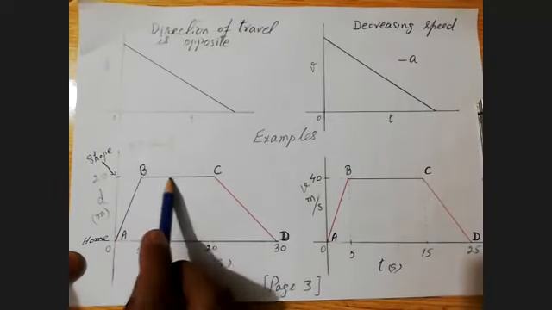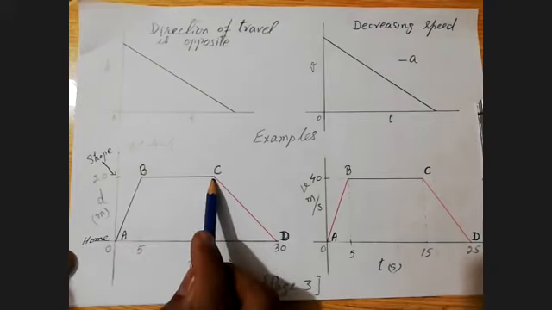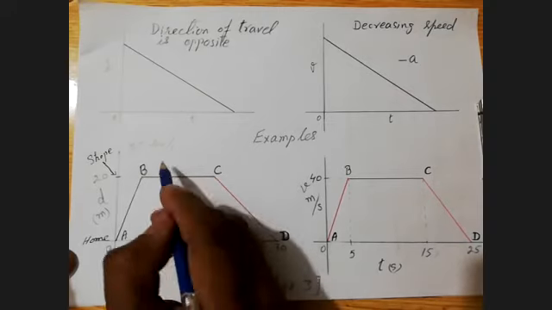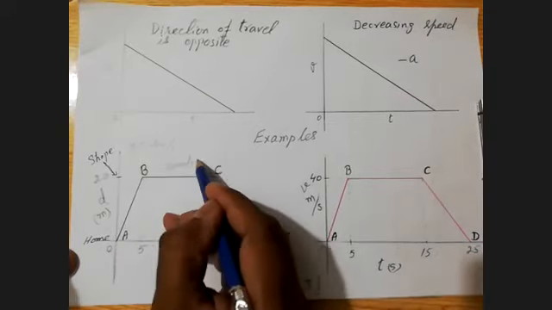Now here from B to C, the line has become horizontal. As I told you, the gradient of the horizontal line is 0. It means here speed is equal to 0.